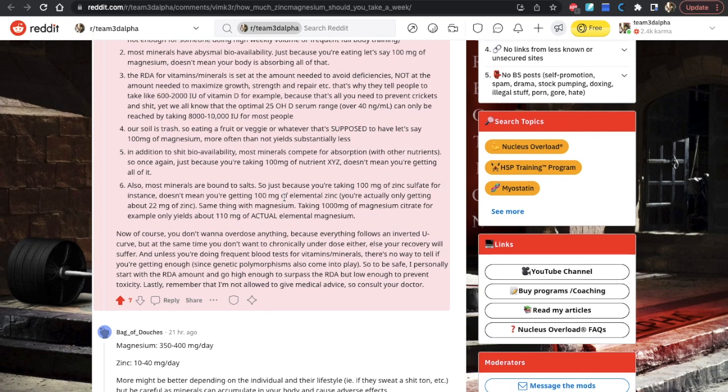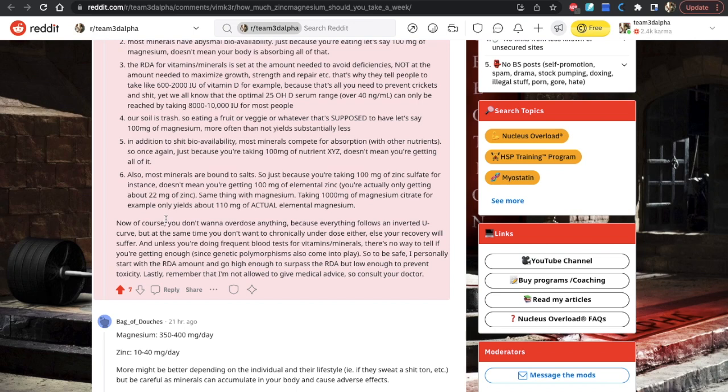If you're taking 10 milligrams on a pill. So anyway, just because you're taking 100 milligrams of zinc sulfate doesn't mean you're getting that much elemental zinc, as I already said. Same thing with magnesium. Taking 1,000 milligrams of magnesium citrate, for example, only yields about 110 milligrams of actual elemental magnesium.